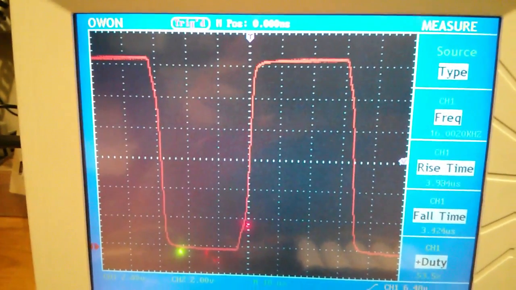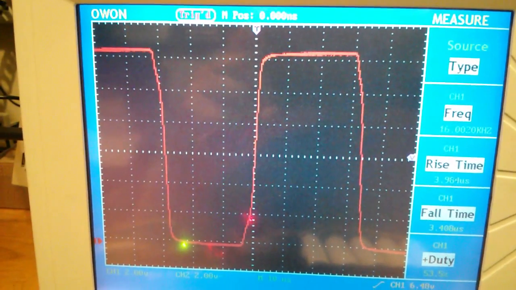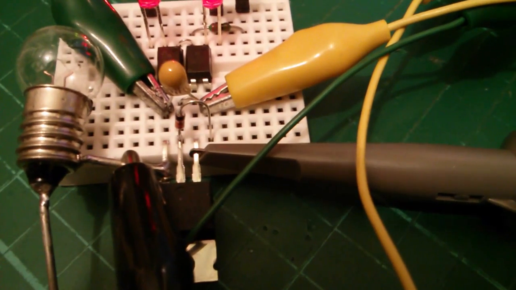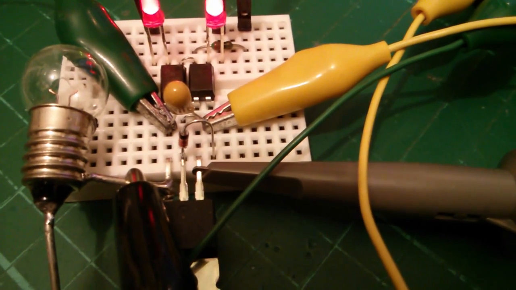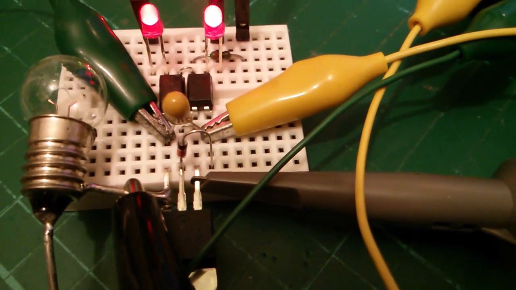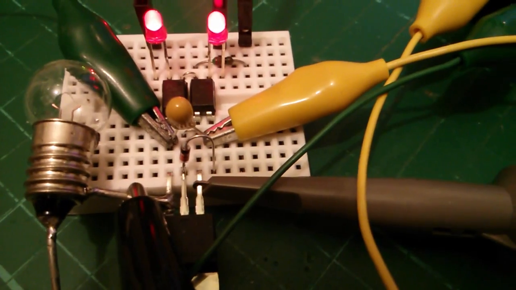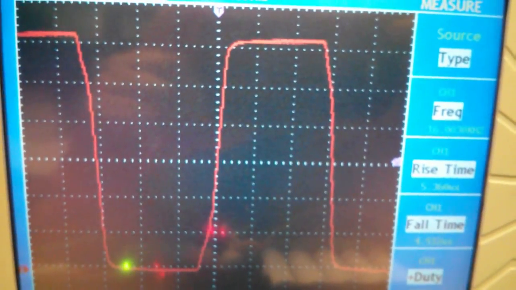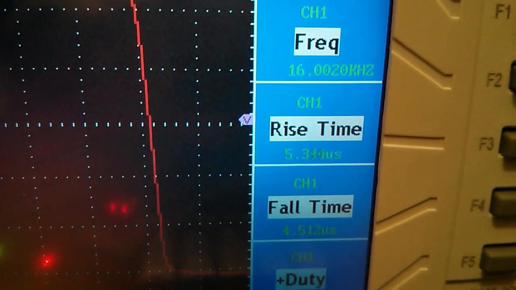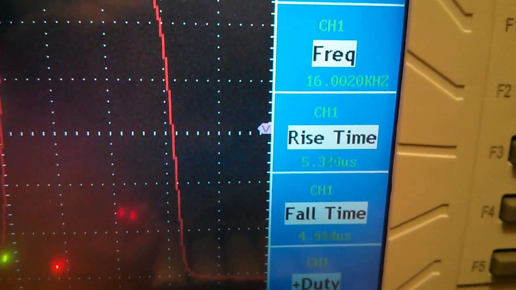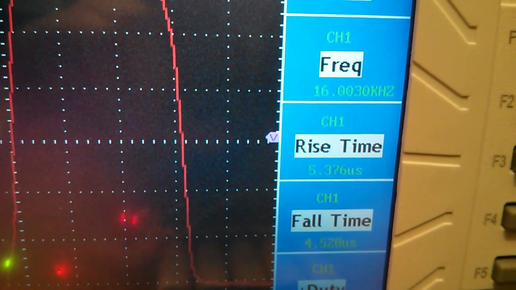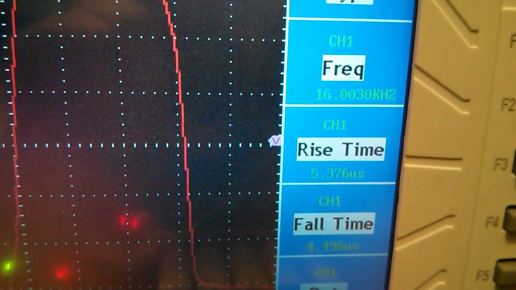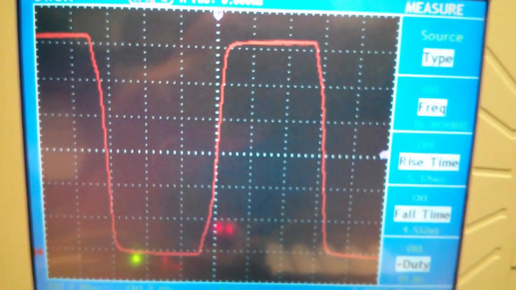Let's just have a look at what happens if I put the FET in the circuit. So I've connected the MOSFET gate and source, which behaves like a capacitor, to ground and the mid pin of the two optos. And it's had a small effect. The shape looks much the same, but if you look at the rise and fall times, rise time is now 5.3, fall time is 4.5, so it's added a microsecond or so to each of those.